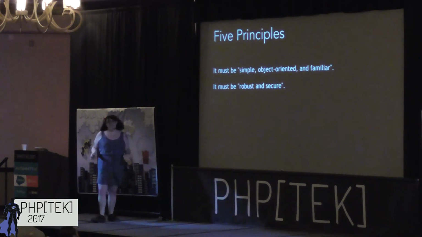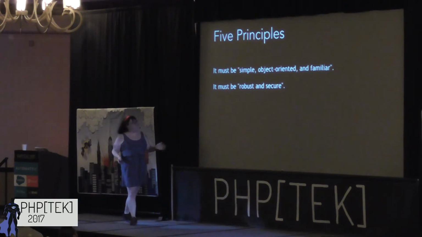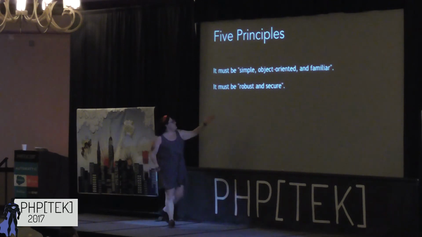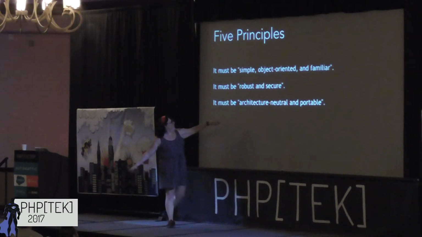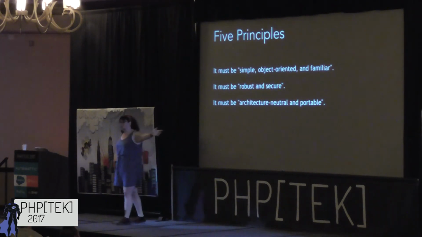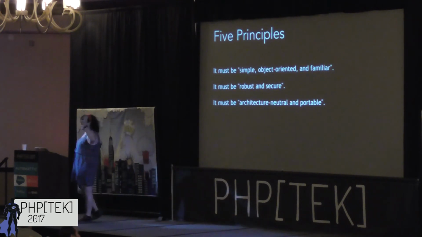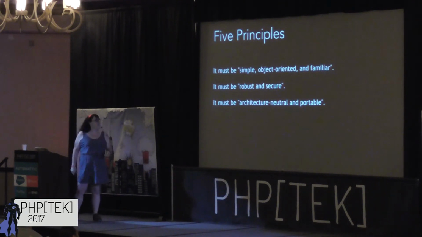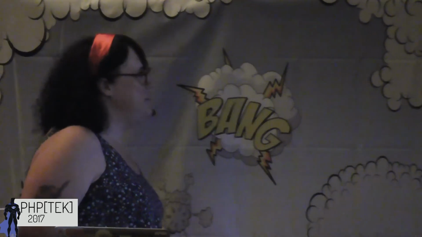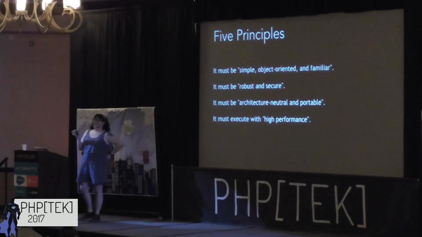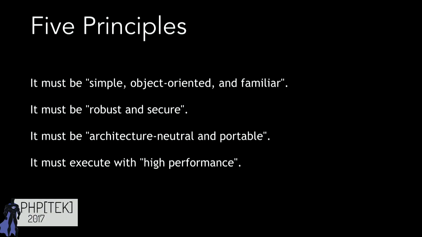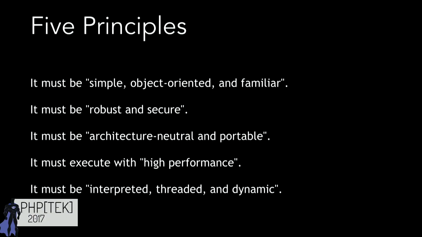It must be robust and secure. Well, Java code, robust but secure-ish, right? Architecture neutral and portable, kinda. There's JVMs everywhere. You got JVMs in your phone, right? It must execute with... okay, so 3 out of 4 ain't bad. It must be interpreted, threaded, and dynamic. Well, Java is definitely that.